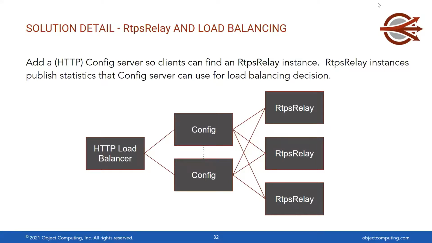All of those secondary load balancers are in front of a primary HTTP load balancer. So the whole interaction looks like this: when the application starts, it hits the load balancer with an HTTP request. It passes that on to one of the config servers. That config server chooses one of the relays and returns that back. Now that the application knows where the relay is, it can go interact with that relay directly. And then the cloud relaying of RTPS packets can occur.